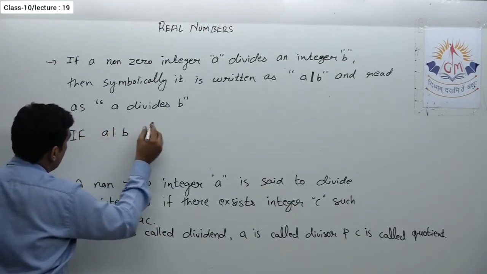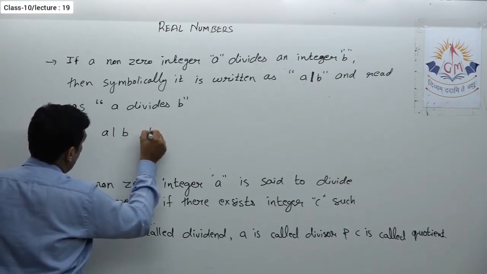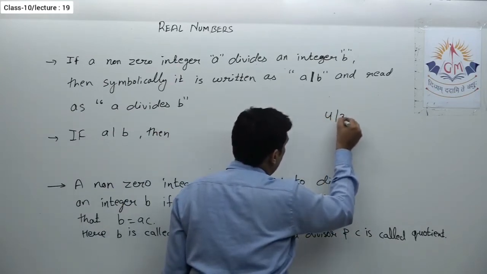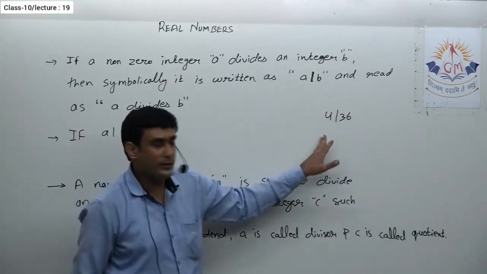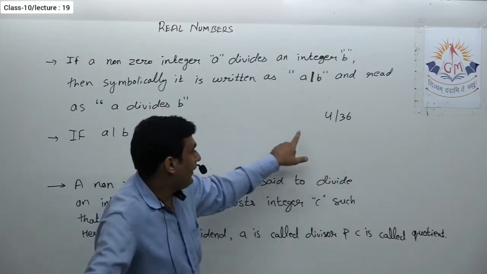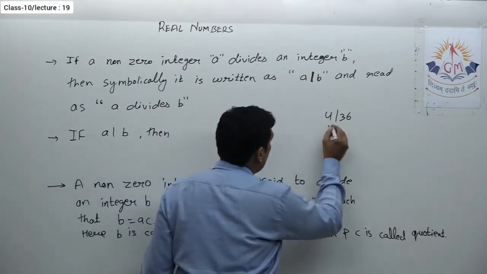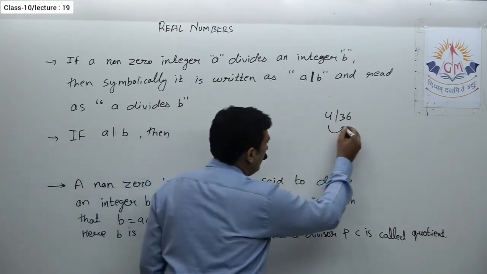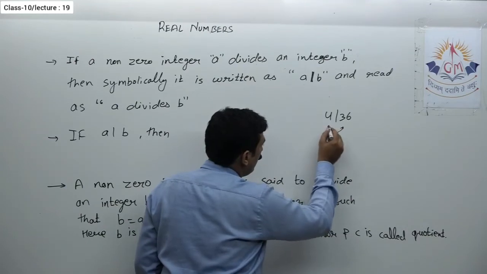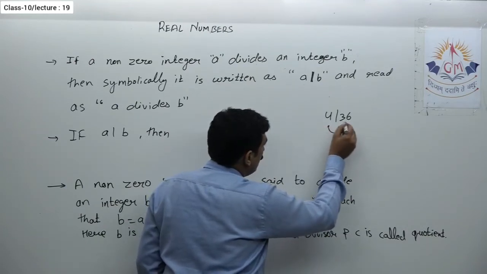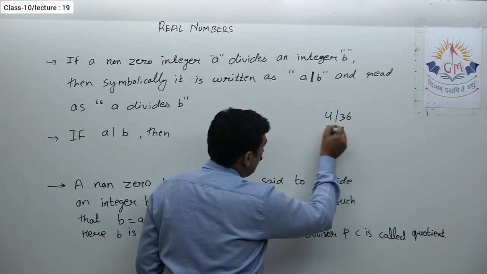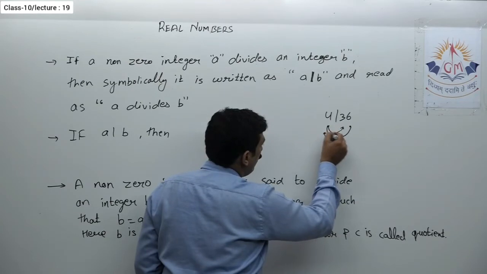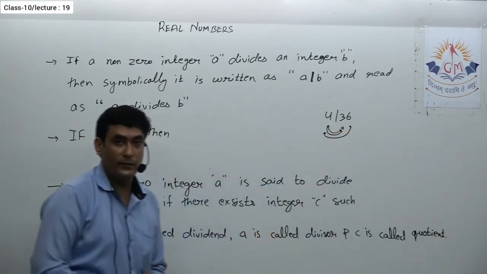Okay, now if A divides B, then for a while if I say 4 divides 36, isn't it? Definitely 4 divides 36. So when I say 4 divides 36, can I say 4 is a factor of 36? Isn't it? 4 is a factor of 36. Or I can say 36 is divisible by 4, or I can say 4 is a factor of 36. These three things we can conclude.